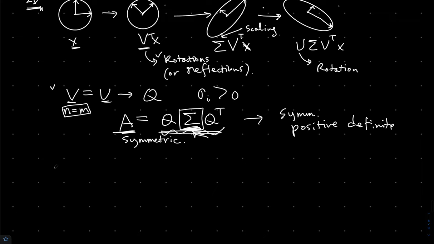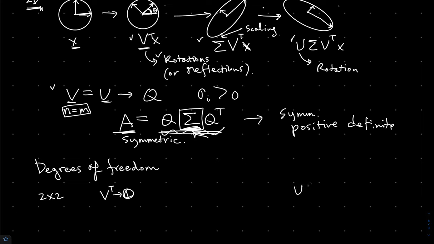Now, just one more thing in the geometry. We can measure the degrees of freedom of the rotation and the scaling and the rotation. For the 2x2 matrix transform, we saw that this rotation rotated this vector along this amount of angle. We can write the angle as theta, and that's one parameter, right? 1 degree of freedom for V transpose, and similarly, 1 degree of freedom for U.